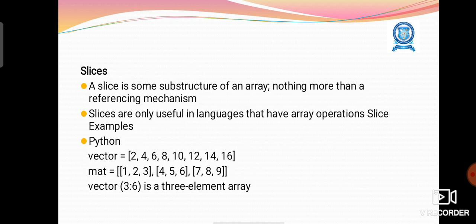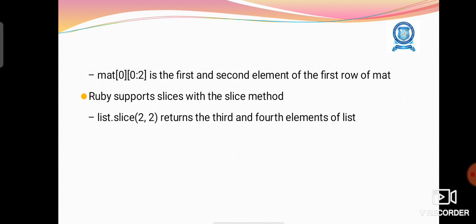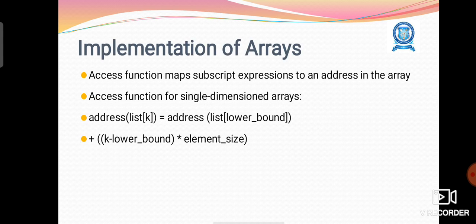Slices. Slicing is the operation of taking sub-elements from the list of elements. So slices are only useful in languages that have array operations. For example, it is applicable in Python. We can separate the individual elements or a range of elements by mentioning the starting index and the ending index. This is called slicing. Implementation of array.